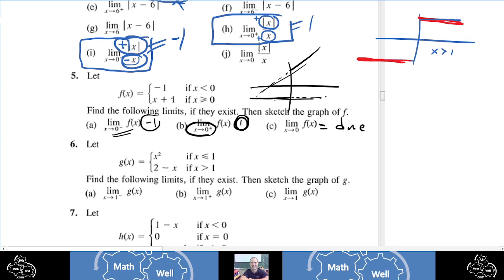So you can just plug values in. You just have to know which one to work with when you're on this side of 0 and this side of 0. Hopefully that makes sense.